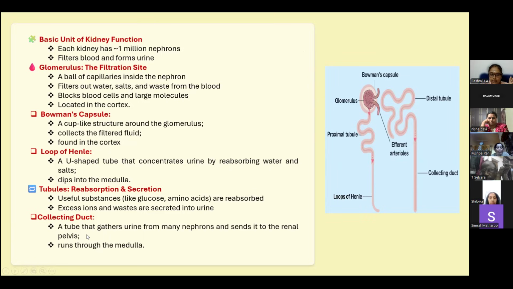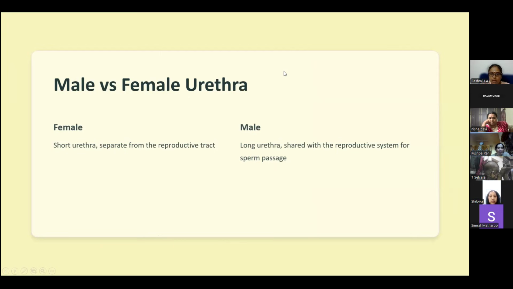Then the collecting duct is a tube that gathers urine from many nephrons and sends it to the renal pelvis, and it runs through the medulla. Then you have a short difference between the female and male urinary system.